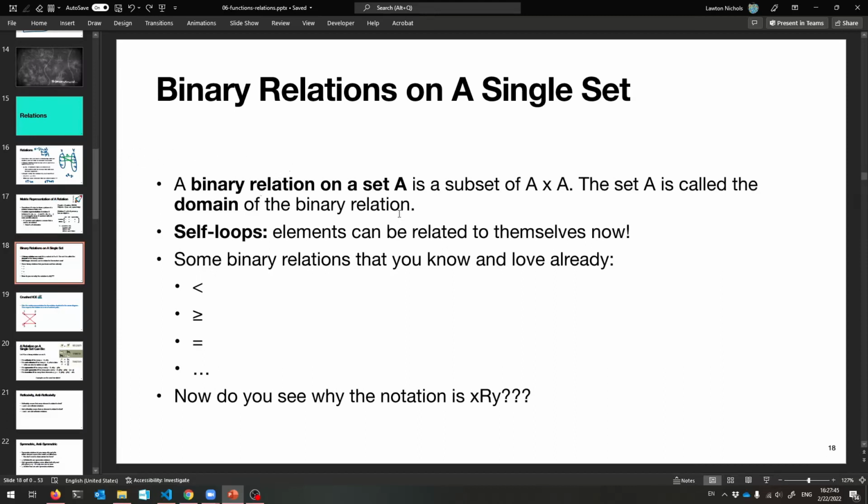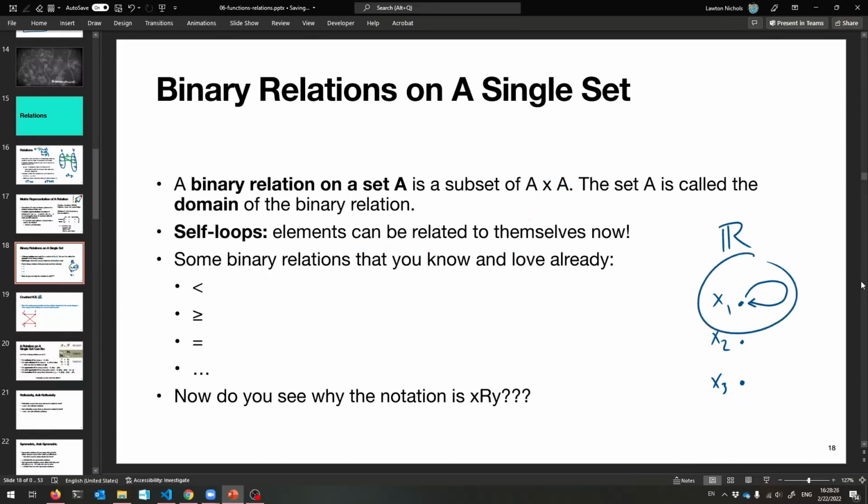So, you can have relationships between elements of the same set to itself. So let's pretend we have some real numbers. Let's have a binary relation on the real numbers, where R is the domain of this binary relation. We're taking elements to potentially other elements in R. Okay? So the first thing that I want to talk about, the thing that can appear, is self-loops. Elements can be related to themselves under a relation, right? Self-loops are possible when you have the same set twice, when you're relating the set to itself. So elements can be related to themselves now.